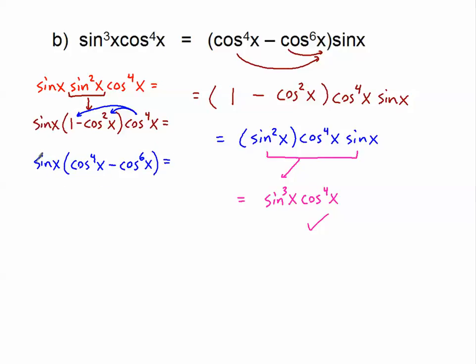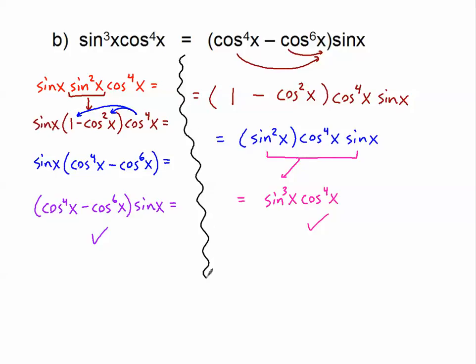I need to flip this sign to the other side of these parentheses so that it looks identical to what the other side of the identity looks like. Put the sign here. Seems backwards, but that's what it has to be. Verified. So actually, in this case, it didn't matter which side you worked on. And if you look at both of these sides, the work is almost identical, just backwards.